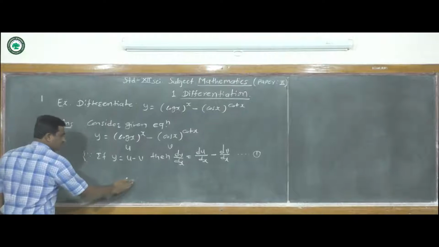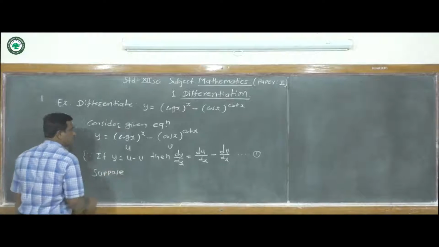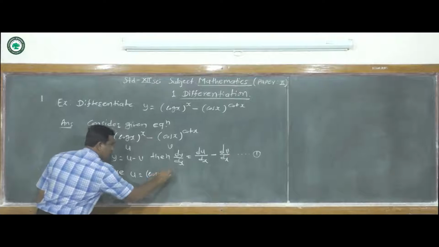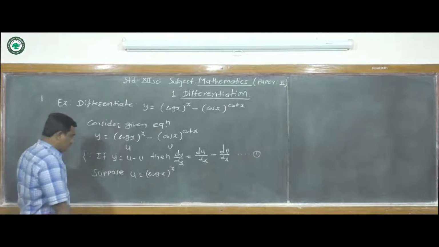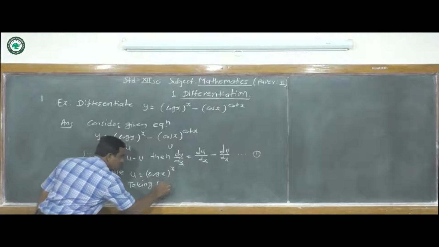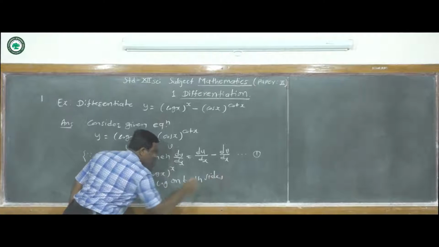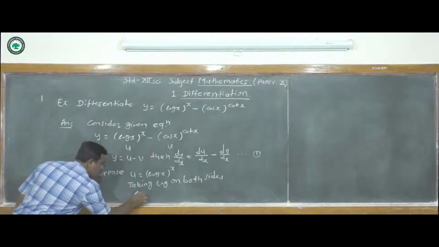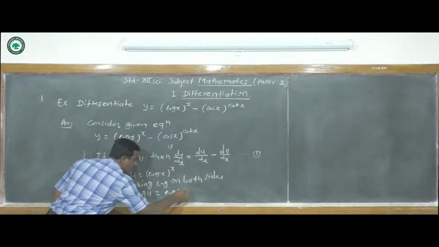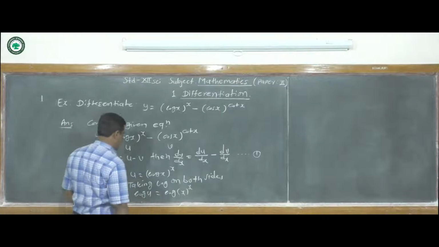Now suppose u equal to (log x) raised to x. The first step is taking log on both sides. Therefore we get log u equal to log of (log x) raised to x.